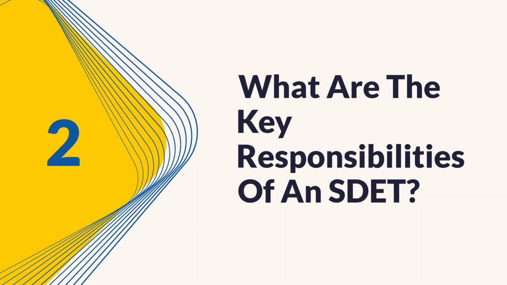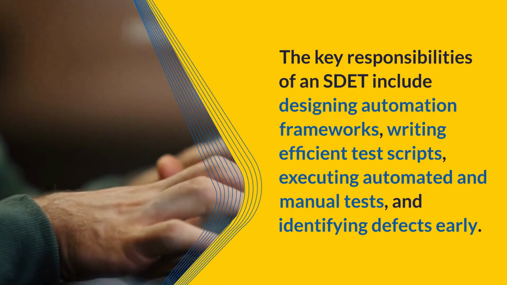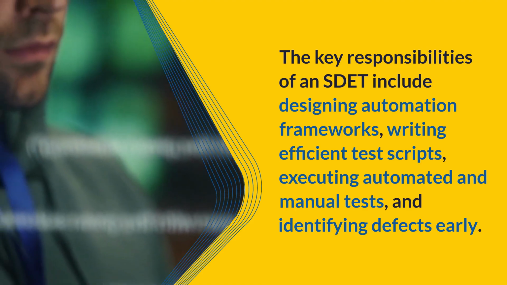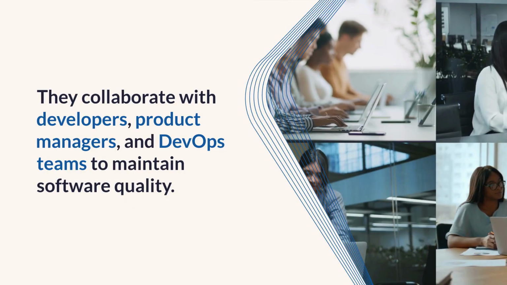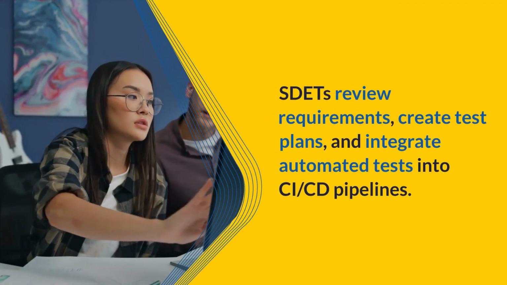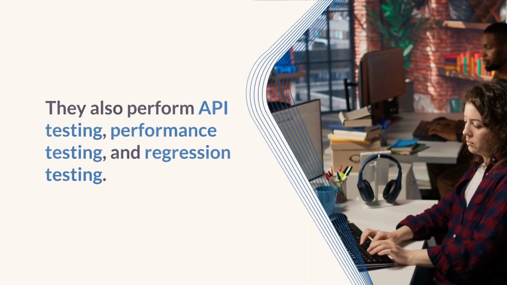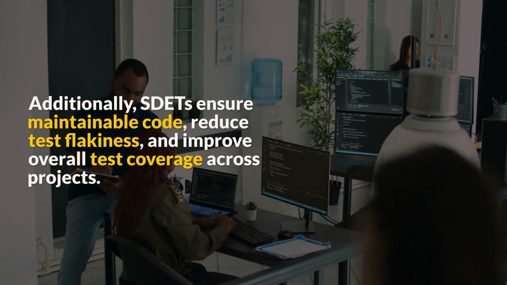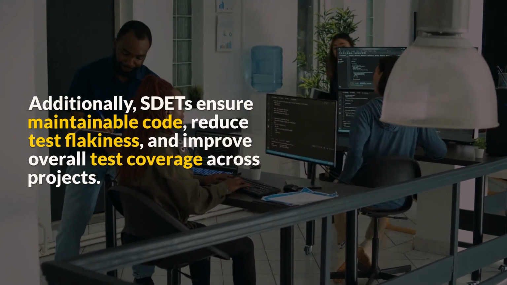2. What are the key responsibilities of an SDET? The key responsibilities of an SDET include designing automation frameworks, writing efficient test scripts, executing automated and manual tests, and identifying defects early. They collaborate with developers, product managers, and DevOps teams to maintain software quality. SDETs review requirements, create test plans, and integrate automated tests into CI/CD pipelines. They also perform API testing, performance testing, and regression testing. Additionally, SDETs ensure maintainable code, reduce test flakiness, and improve overall test coverage across projects.